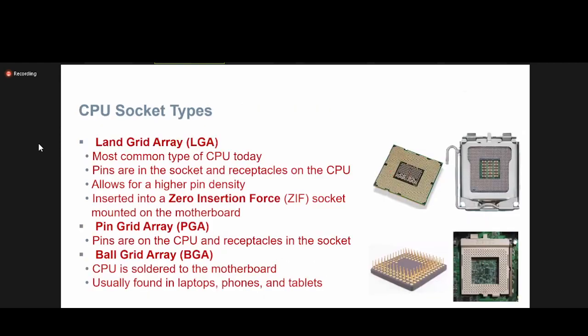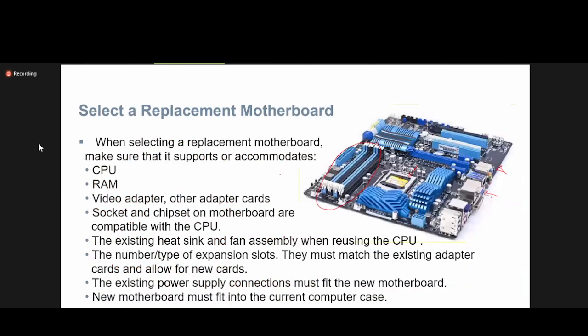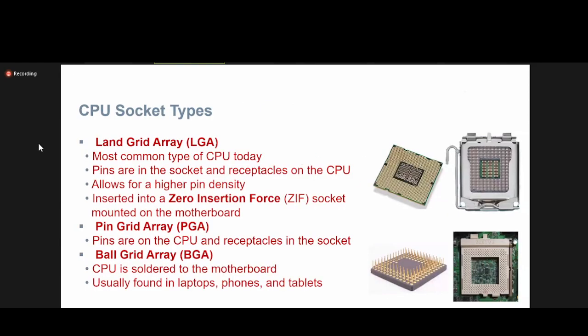Another thing you have to consider when you are selecting a CPU or replacing a motherboard is what kind of socket there is for the CPU on the motherboard. Remember, I told you about the socket types earlier this week. There are two types of sockets mostly used, LGA and PGA. And there is also a third one, the BGA.